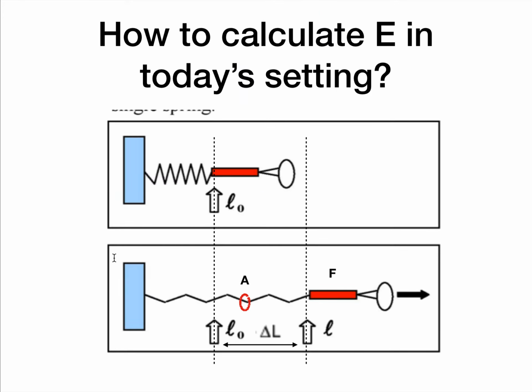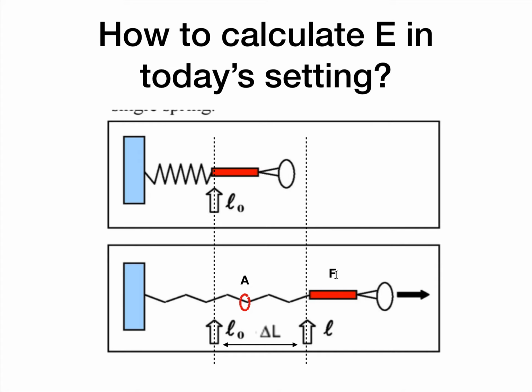Okay, then how do we calculate E in today's setting? Today we're going to calculate the Young's modulus for a spring, and for a spring in different situations. We'll talk about it later in the next slide. But how do we calculate Young's modulus for, say, this small short spring? We're going to apply a force to it. You can see the force on the scale here. We're going to pull the spring.